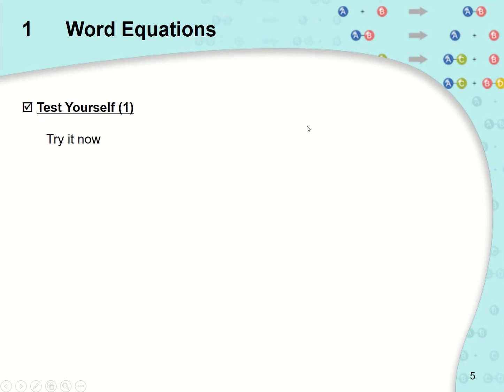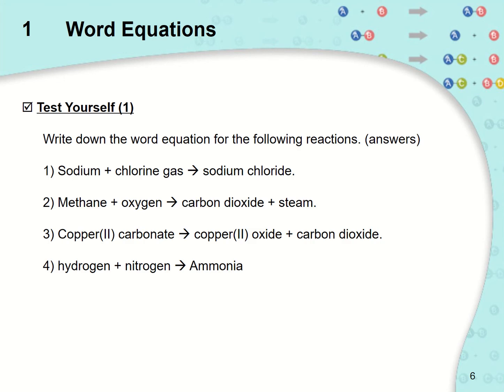Alright, are you done with the first 4 questions in Test Yourself 1? Let's check your answers. For the first question, you have sodium and chlorine gas react to form sodium chloride. So the answer is already given to you. Sodium plus chlorine, arrow, sodium chloride. Question number 2, methane reacts with excess oxygen to form carbon dioxide and steam. So methane plus oxygen, arrow, carbon dioxide plus steam.